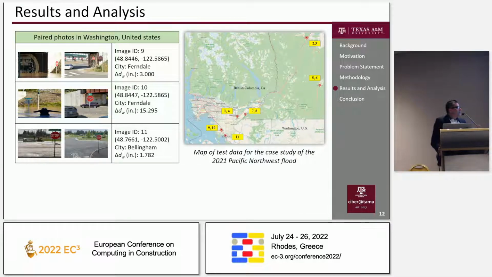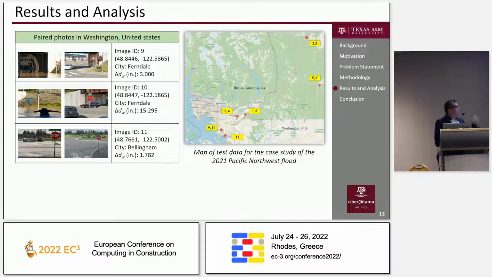The case study we focused on in this paper was on 11 photos that we were able to find from the 2021 Pacific Northwest floods. If you're familiar, this series of floods happened in the US state of Washington, where Seattle is, and the Canadian province of British Columbia, where Vancouver is located. These photos were taken around the same time from those floods.